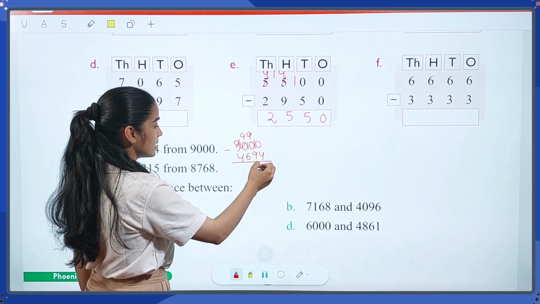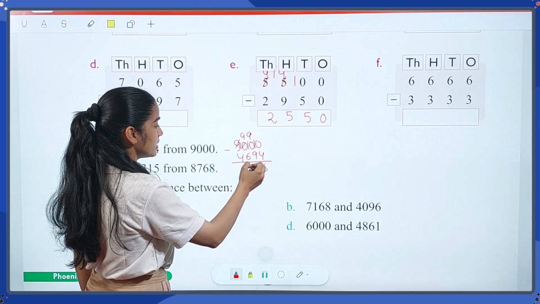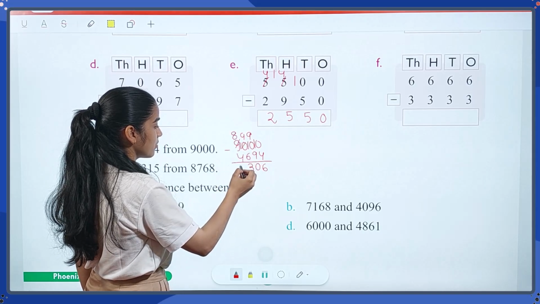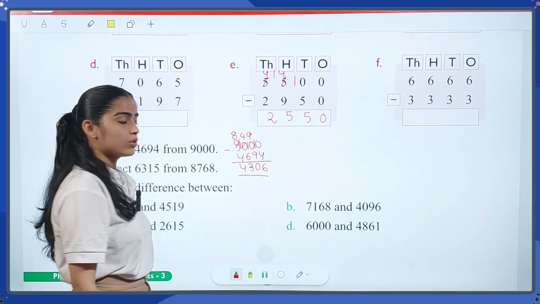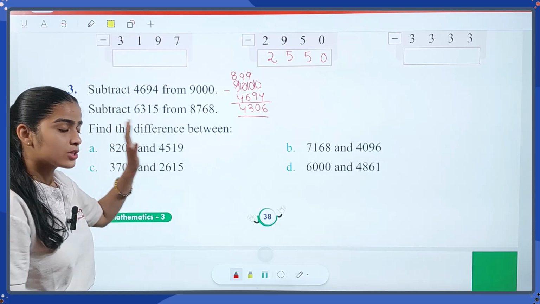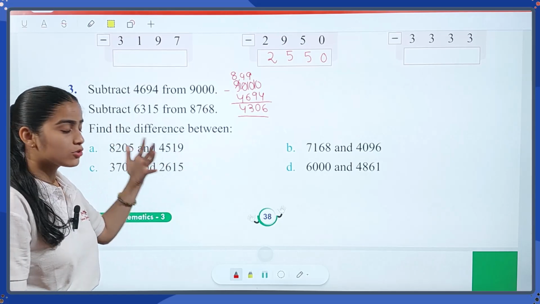9 minus 9 is 0. 9 minus 6 is 3. Now it will be 8. So 8 minus 4 is 4. So your final answer is 4306. So in the same way, you can solve the rest of the questions you have, because we have already done so many questions related to subtraction.